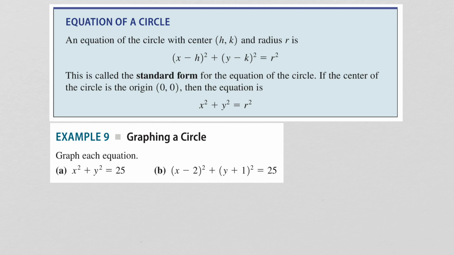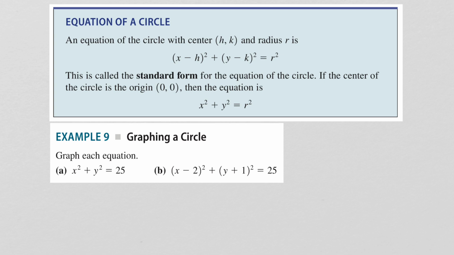Next, let's talk about the equation of a circle with center (h, k) and radius r. It turns out the equation of a circle is given by this formula, and this basically comes from the Pythagorean theorem. This is called the standard form of a circle.